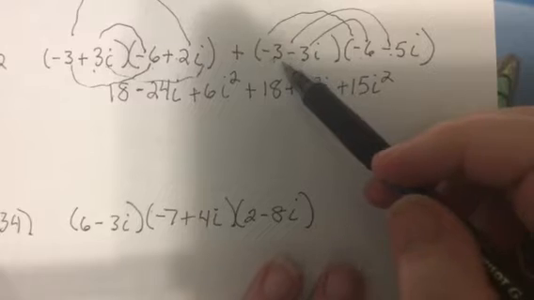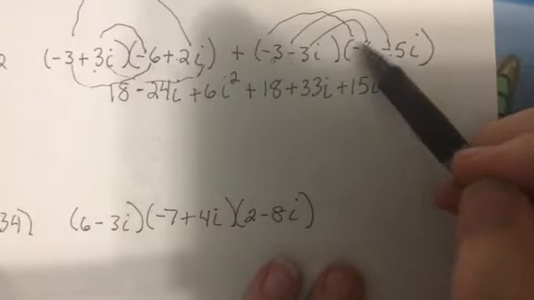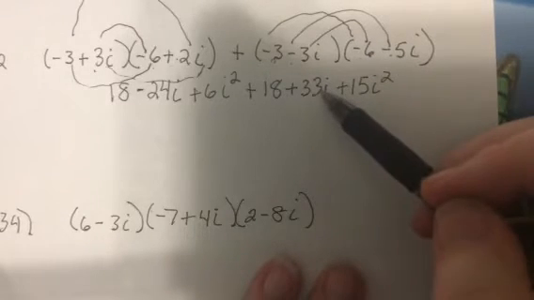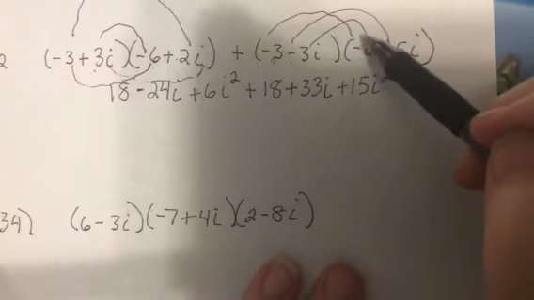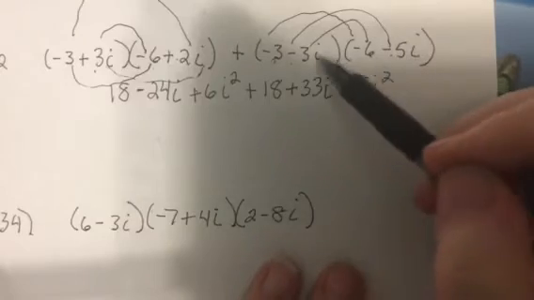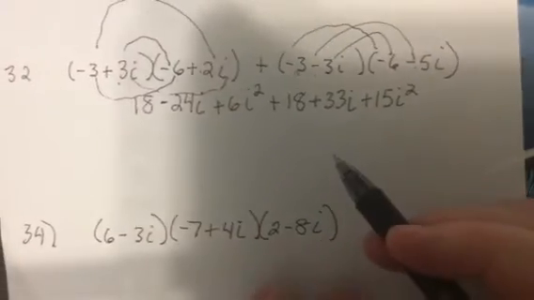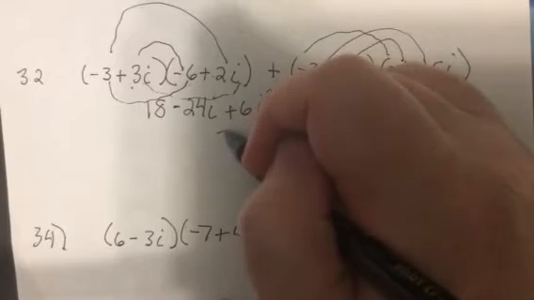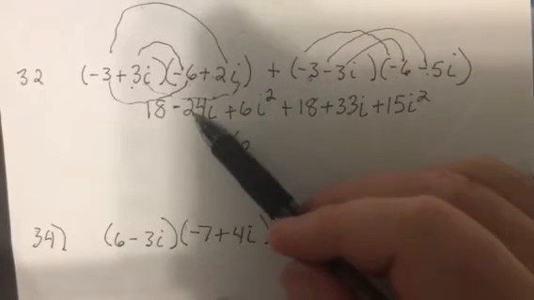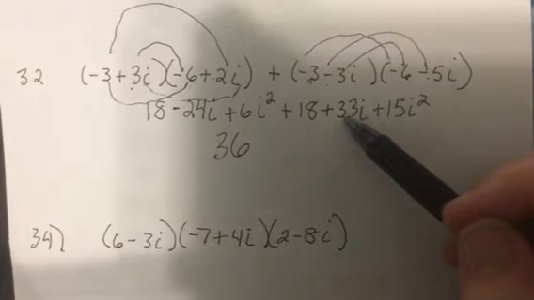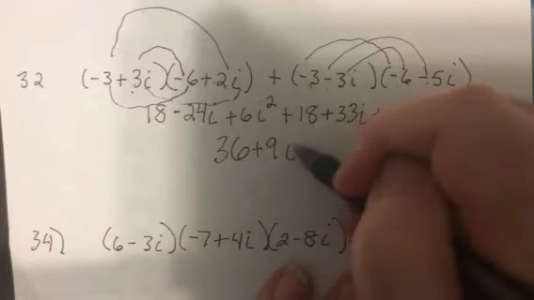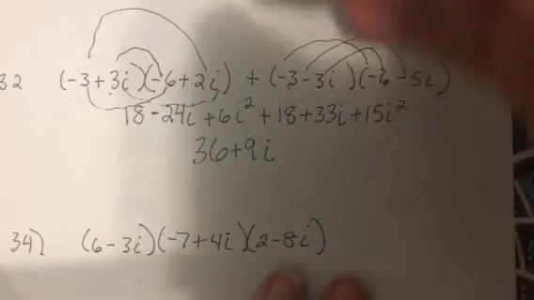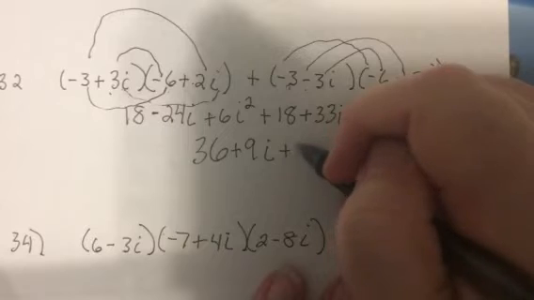So let's do that one more time, because I think I might have made a dumb mistake. -3 times -6 is 18. 18i plus 15i, that's 33i. Then -3i times -5i. So inner, outer, first, last, 15i squared. Now, 18 and 18 is 36. Minus 24i plus 33i, I do believe, is plus 9i. And 6i squared plus 15i squared is 21i squared.